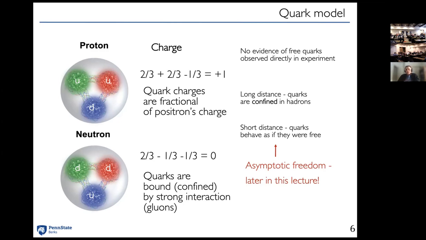We have no evidence of free quarks observed directly in experiment. Quarks hadronize into color-free hadrons, and at long distance, quarks are confined in hadrons, and at short distance, quarks behave as if they were free. That's the very famous asymptotic freedom. Later in this lecture, we'll talk a little bit more about that. This actually allows us to use scattering as the probe of the structure of the nucleon.